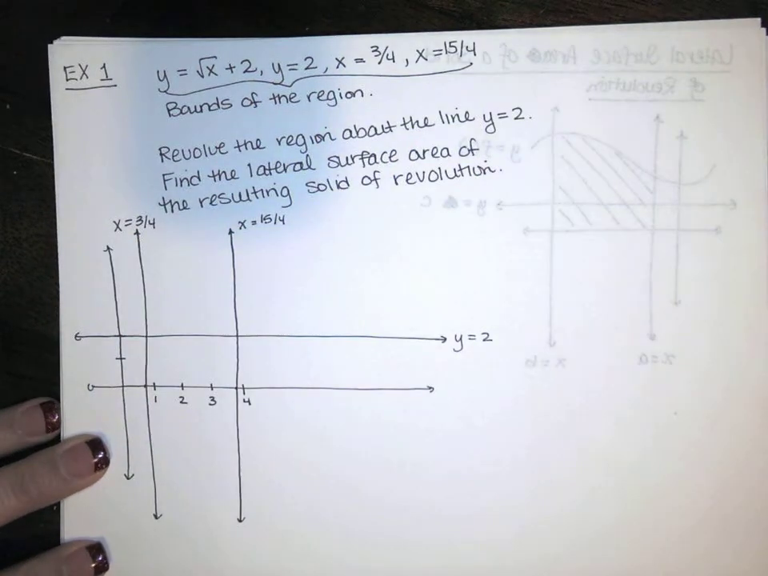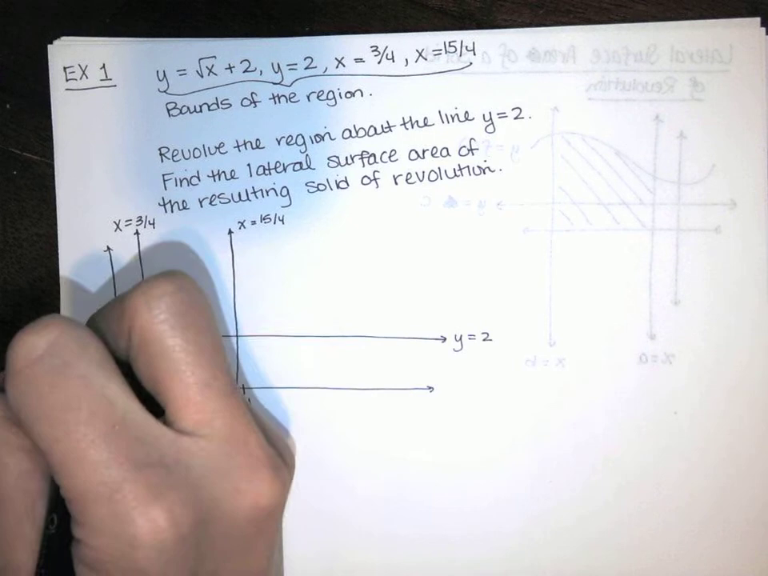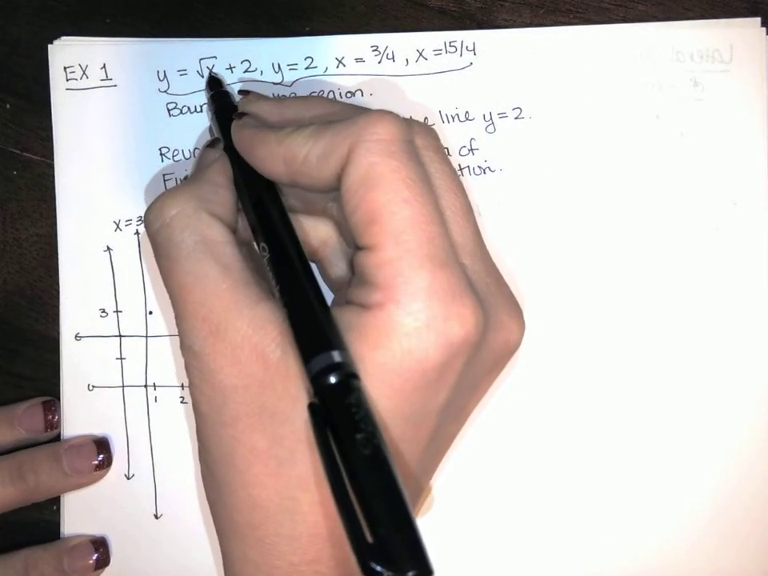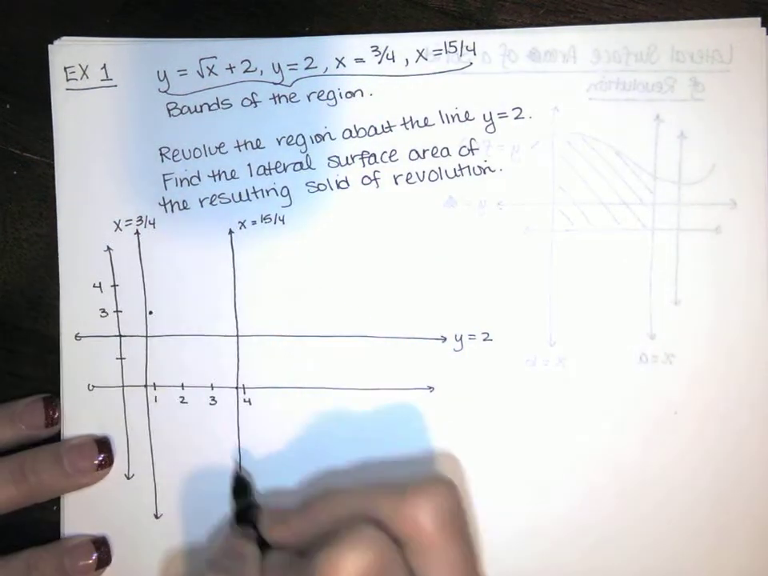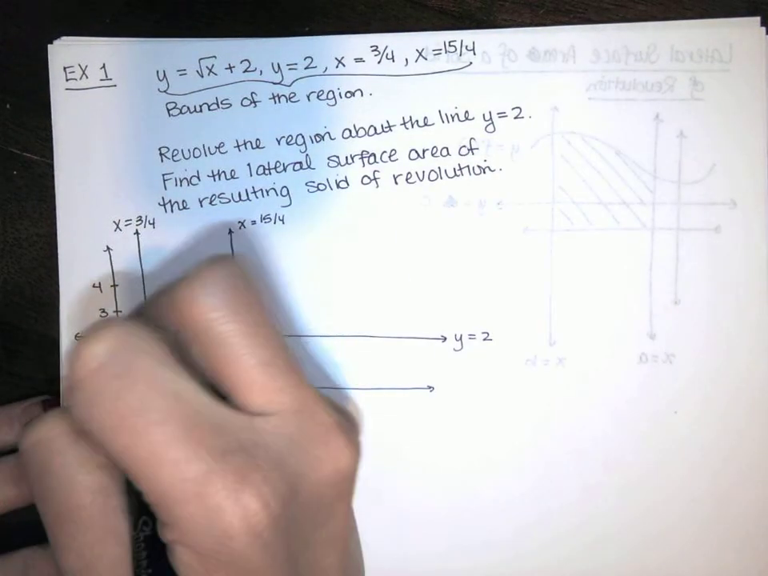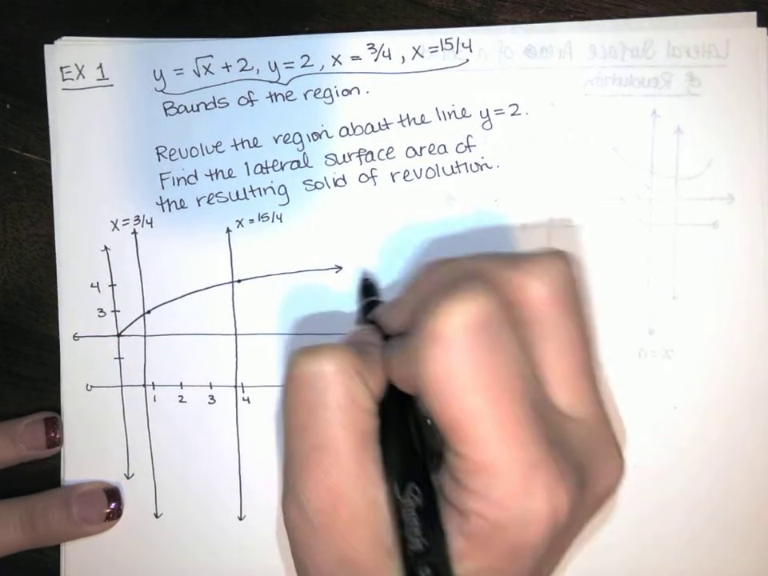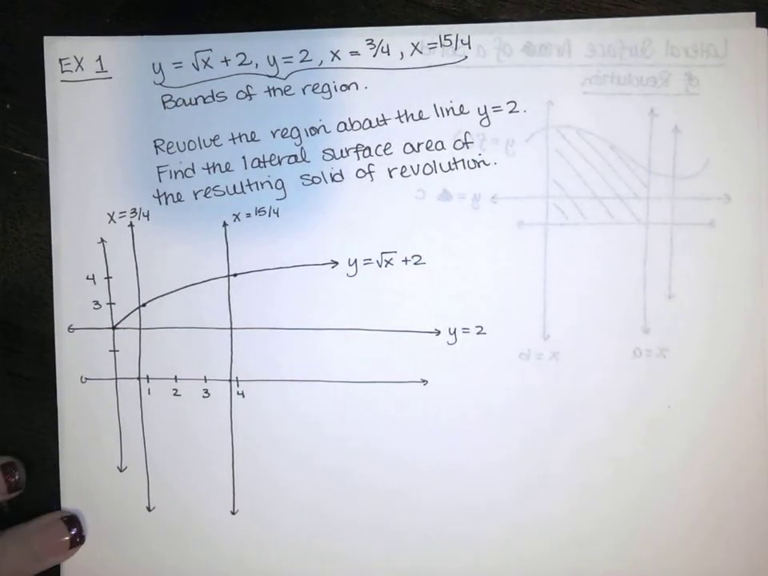And this curve is y equals square root of x. It's just been shifted up 2 units. So when x equals 1, y equals 1 plus 2, which is 3. And when x equals 4, y equals square root of 4, which is 2. 2 plus 2 is 4. And then of course when x equals 0, y equals 2. So it's just that familiar square root graph. It's just been shifted up 2 units. That's what that plus 2 does. It's a vertical shift.